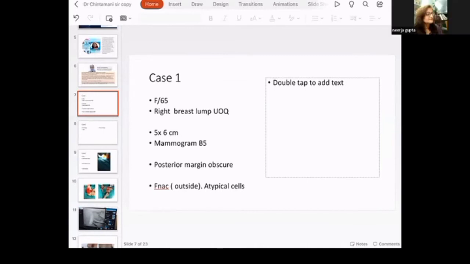The second case. So this is a 65-year-old female, and she had about a 6 centimeter lump, and the mammogram showed the posterior margin obscured. I was not happy with that mammogram. I could not show you that film because the entire thing goes in the TPA. So that mammogram was something I was very unsure of regarding the posterior margin, and I asked her to undergo an ultrasound guided biopsy because she had some FNAC from outside which said atypical cells. Looking at the mammogram, I was a bit suspicious for this to be malignant.